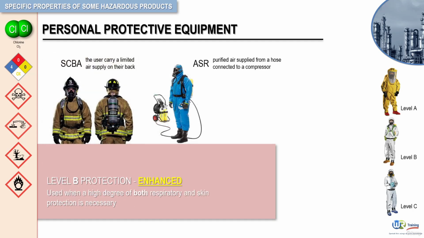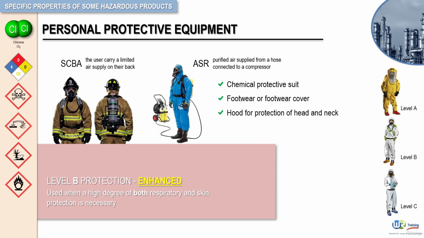Enhanced Level B protection should be used when a high degree of both respiratory and skin protection is necessary. Enhanced Level B protection is appropriate for exposure to several types of chemicals. It is defined as follows: positive pressure full face self-contained breathing apparatus (SCBA), or air supply respirator (ASR) with an auxiliary self-contained air supply, in addition to protective clothing including chemical protective suit, footwear or footwear cover, hood for protection of head and neck, and undergarments to provide thermal protection for exposure to liquid chlorine. Enhanced Level B protection provides fully encapsulated protection, but keep in mind it is not gas-tight.